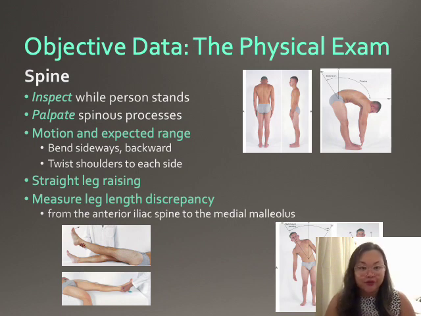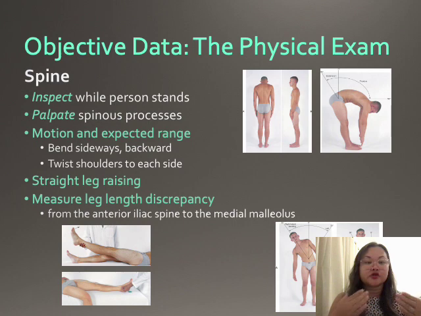So what are you looking for? You're looking for scoliosis, lordosis, kyphosis. You're looking to see that there is no redness, no swelling, signs of infection, or skin deformities. You're looking to make sure that the position of the shoulders and the scapula, the iliac crest, and gluteal folds are equal bilaterally in the positions that you expect them to be.